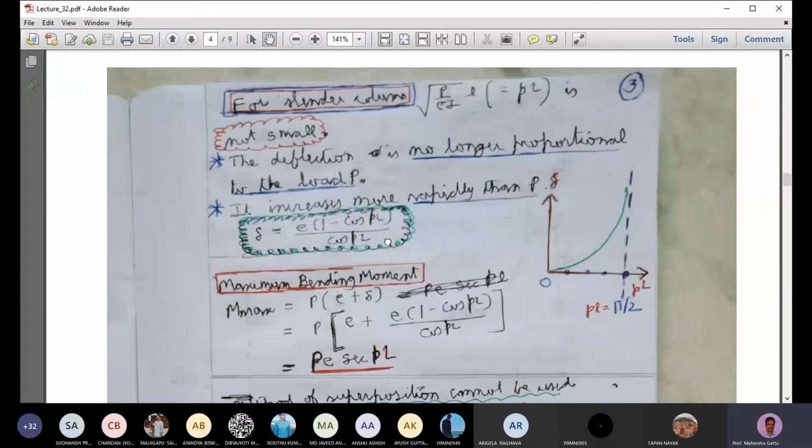You are able to see this one, right? Slender column, something like that.